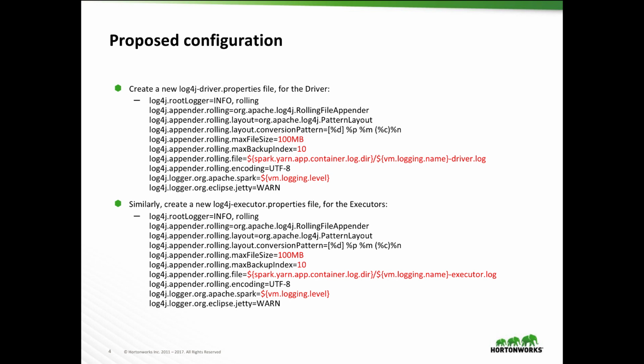Next, we will use the max backup index equals 10 because we want to preserve the current log file and also the previous 10 attempts. I mean, the previous 10 logs that have been generated before. The files will be saved in a custom path. That's why we have the spark.yarn.app.container.log.dir variable in here.